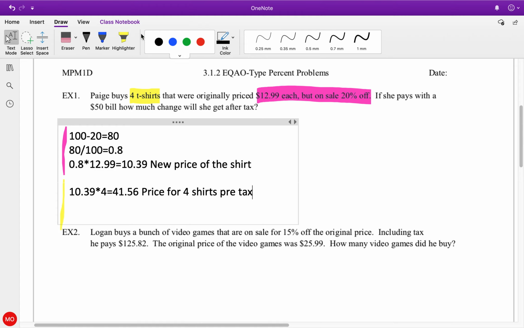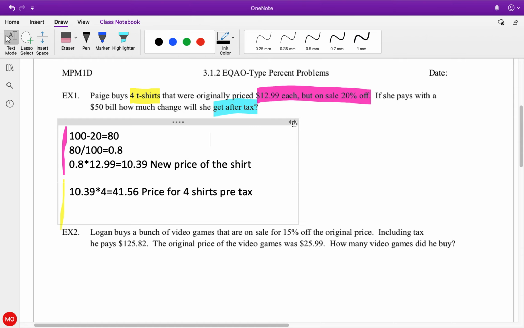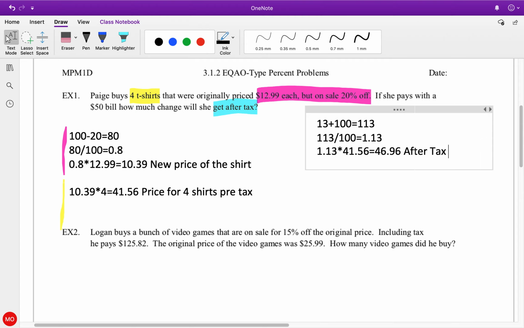Alright. So then let's go on to the next part, which is tax. Alright. So let's figure out our tax rate. Tax is 13%. So we're going to go 13 plus 100 equals this. Then go 113 divided by 100 will give us our number. Then we take this number and we multiply it by our final price, 41.56. That will be our after-tax price.